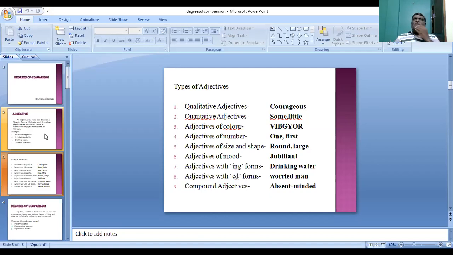Then, we have adjectives formed with the help of the ing form. For example, you can take the word drinking water. When you say drinking water, swimming costume, you are trying to say that this is the costume which is used for swimming purpose. Similarly, drinking water, water is noun, and drinking is adjective.